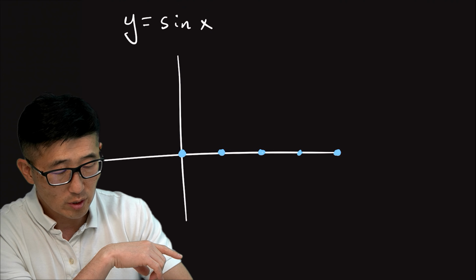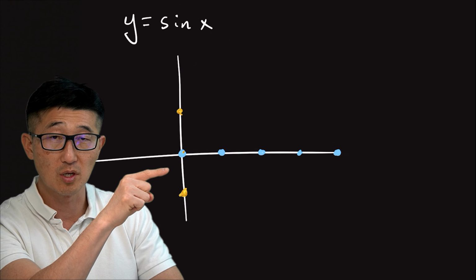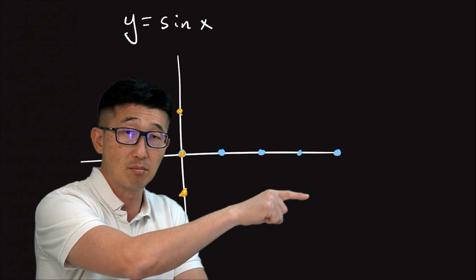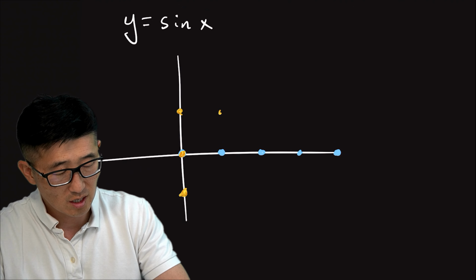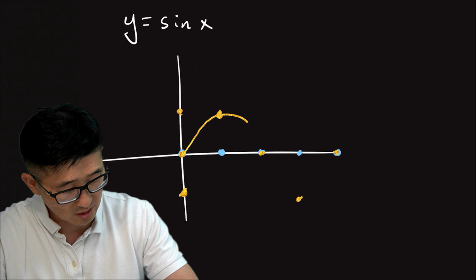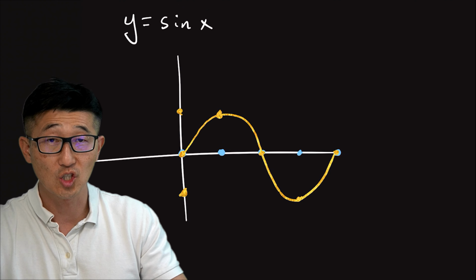Sine always has this pattern. We'll call this middle, right? So it starts in the middle, and then you go up, middle, down, middle, and then you trace it like this. So just memorize the shape right now.